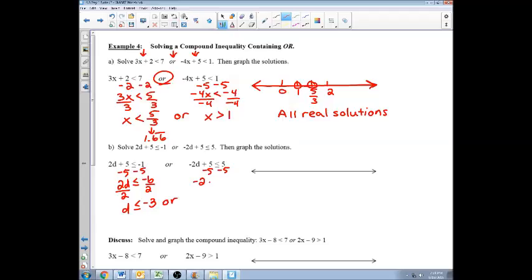Negative 2d is less than or equal to 0. Divide by negative 2. Divide by negative 2. Because I divided by negative 2, I need to flip my sign. So d is either less than or equal to negative 3, or it is greater than or equal to 0. So I need to go ahead and make my graph here.